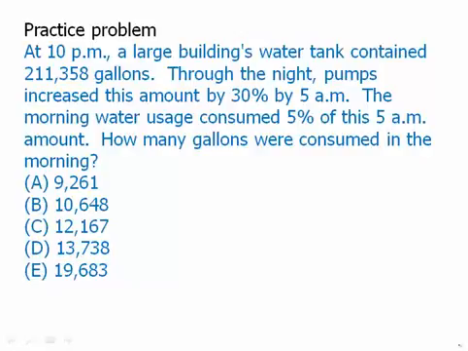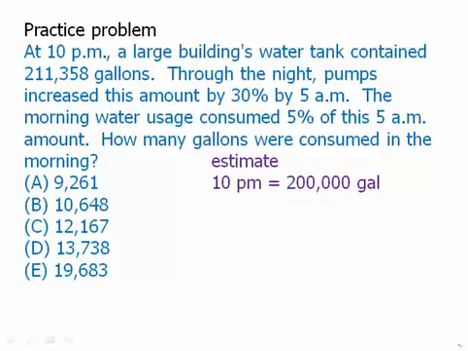So I'm going to start with that amount of gallons at 10 o'clock. I'm just going to round that down slightly. Round that down to 200,000. Nice, neat number. Increases by 30%. Well, we will deal with percents. We'll actually have a few videos on percents coming up shortly in one of the next modules.